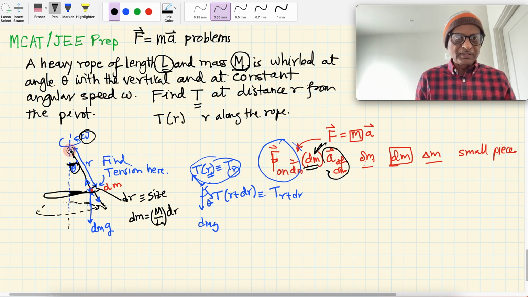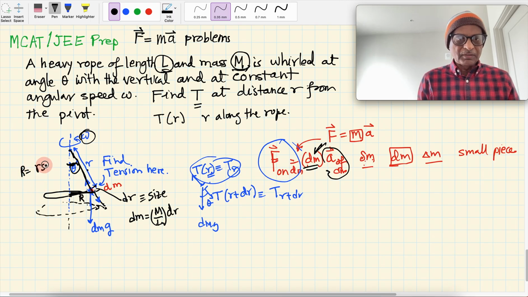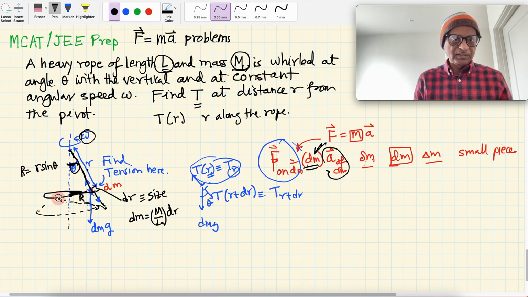And if this is r, and let's call this radius capital R, so this capital R is going to be r sine theta. I think so. Yeah, so this is going in this circle. So it's a circular motion.